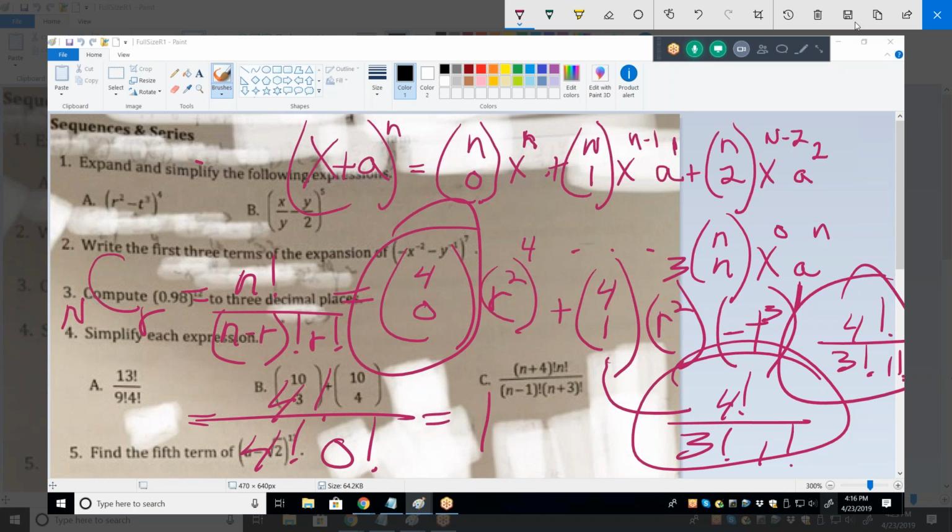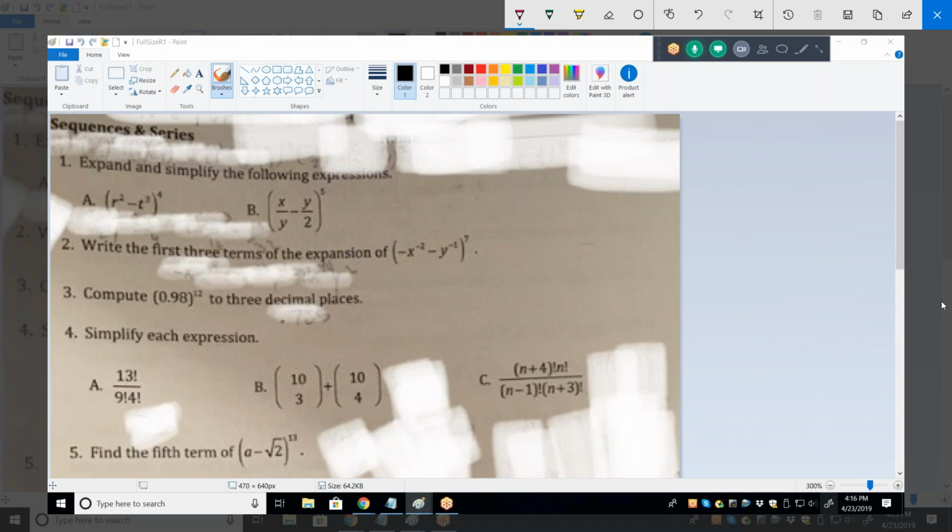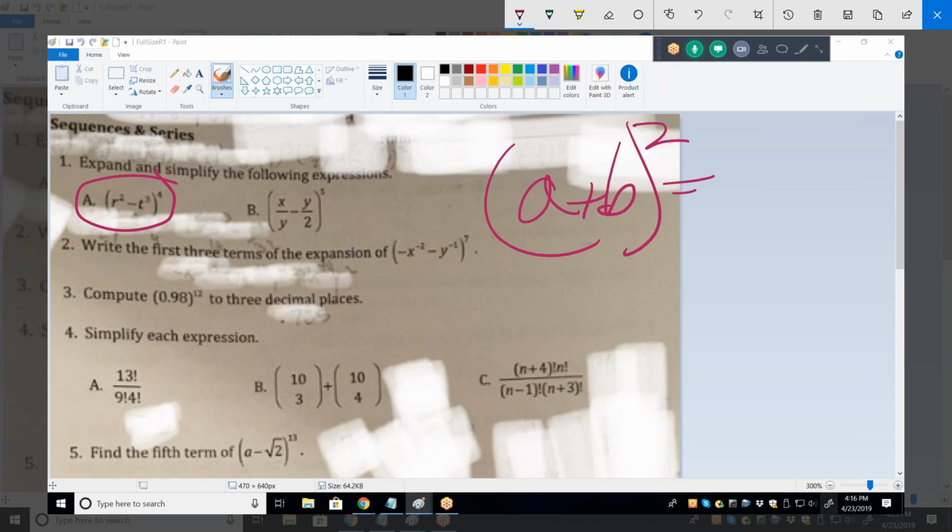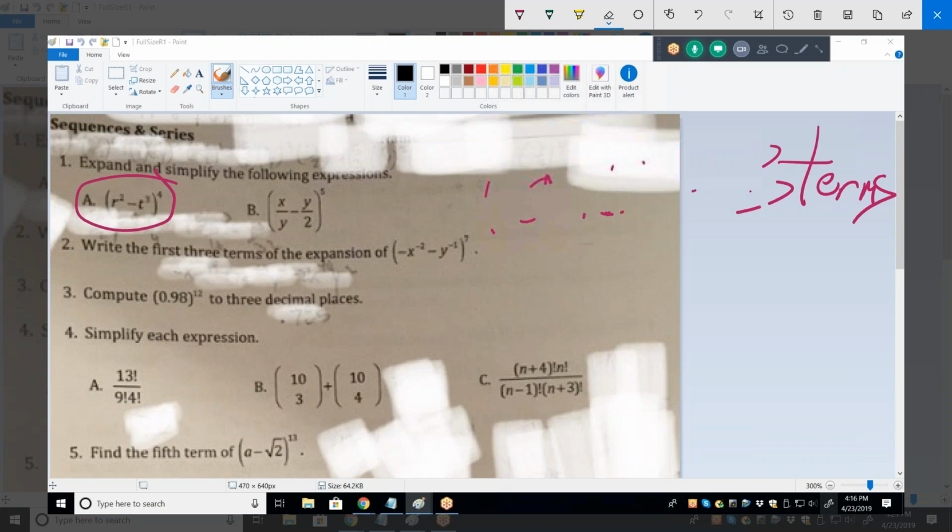Now, there are some interesting factorial problems on this page. So anyway, expand and simplify, you would just go all for 5 terms. It's always going to be 5 terms when you're expanding to the 4th power. Just like if I had a plus b and I expanded it to the squared, I get 3 terms. So you always have 1 term more than the power you're taking it to. The binomial theorem tells you that also.